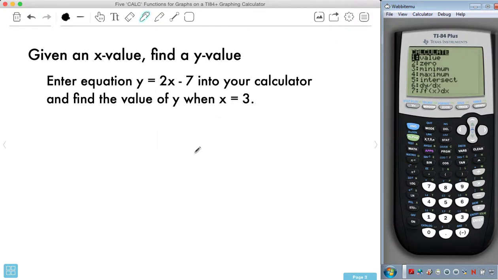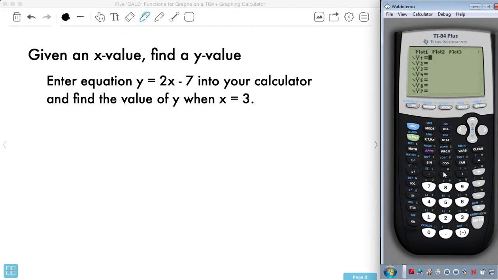So first, given an x value, find a y value. We're going to put an equation into our calculator to play with. In this case I'm going to go to y equals, and I'm going to put in 2x minus 7. We're making the assumption in this video that you're comfortable entering in graphing equations. So I'm going to hit graph, and we're going to take a look at the graph that pops up.